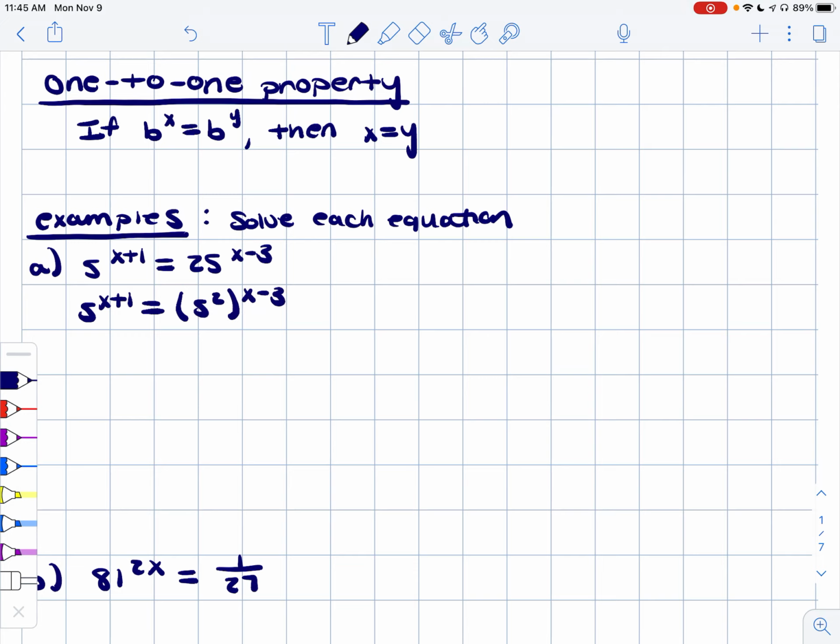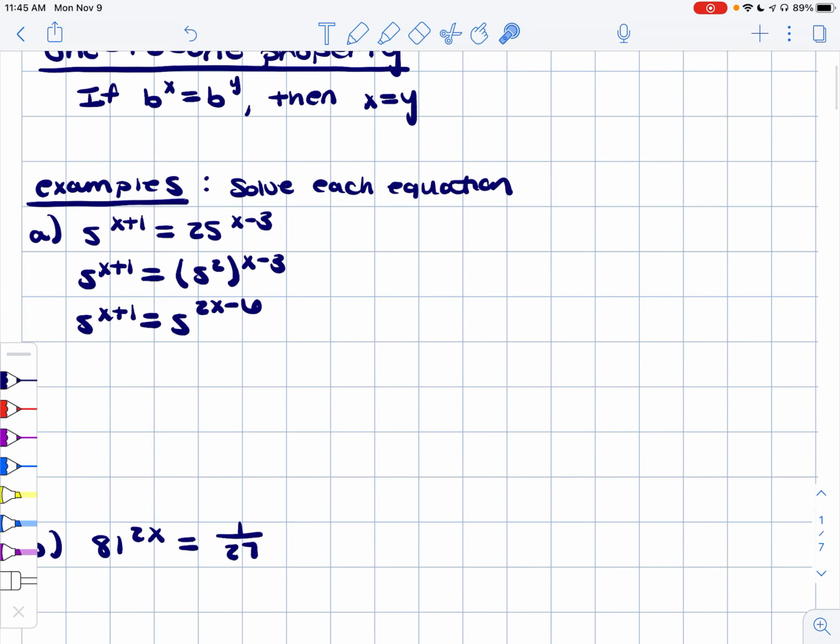All right. Now from here, we can simplify. Remember, when we raise one exponent to another, we multiply them together. So that would be 5 to the power of 2x minus 6 on the right-hand side. Make sure to distribute your 2 into the whole x minus 3 term. So now we have the same base on both sides. Both sides of this equation are a power of 5.